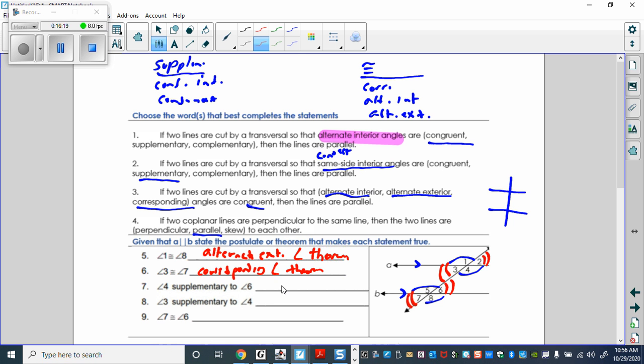Angle 4, supplementary to angle 6, so they're same side or consecutive interior angle theorem. Angle 3 to 4, this is a linear pair postulate. Angle 7 and 6, vertical angle theorem. Okay.